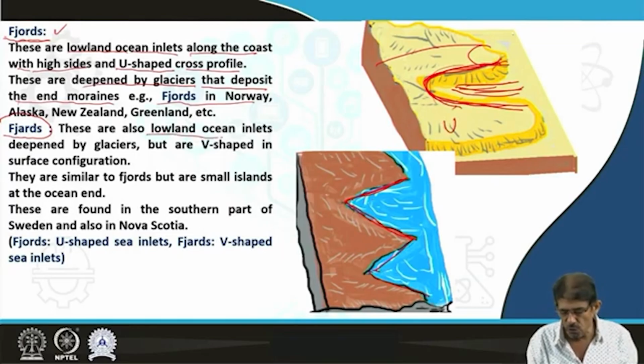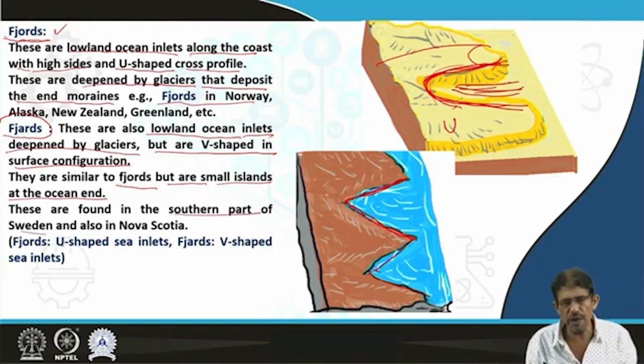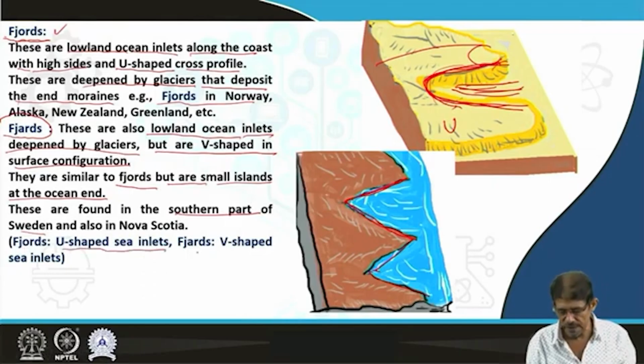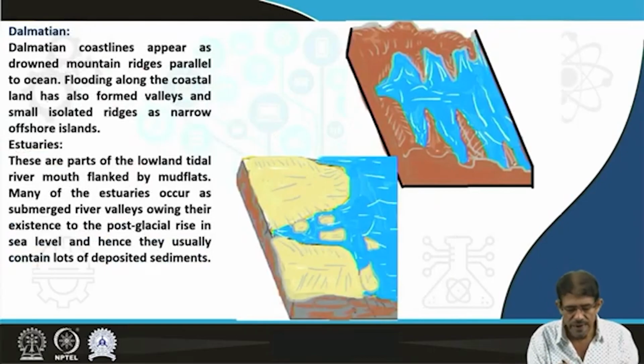These are also lowland ocean inlets formed by glaciers but are V-shaped in surface configuration. In spelling, here O and here A. They are similar to fjords but have small islands at the ocean end, and these are found in the southern part of Sweden and also Nova Scotia. So for memory you can recognize fjords as U-shaped sea inlets and fjards as V-shaped sea inlets. You can see the view. Beside this, another landform we are going to recognize is the Dalmatian coast.